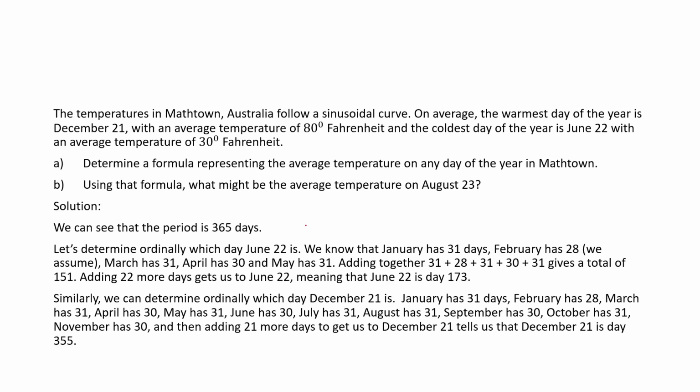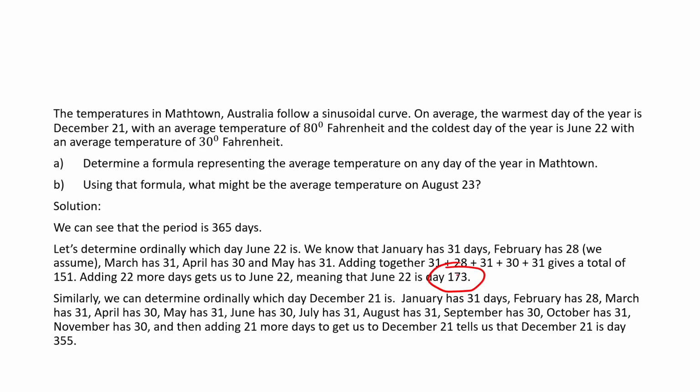So the period is going to be 365 days. Every 365 days, the temperature will come back to what it was before. So we want to know ordinally which day June 22nd is. So keeping in mind how many days are in each of the months and adding them, as you can see here, we see that June 22nd is the 173rd day in the calendar.